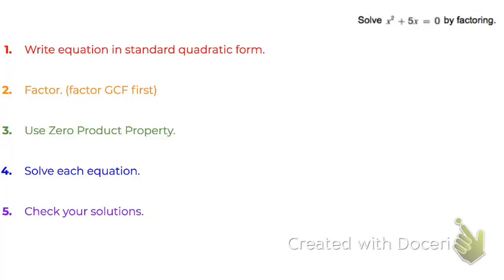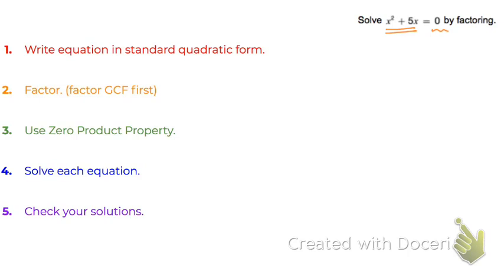Here we're asked to solve this equation by factoring. So first what we need to do is write this in standard form, and it already is in standard form, which just means all the numbers are on one side and it's set equal to 0. Now we're going to factor.